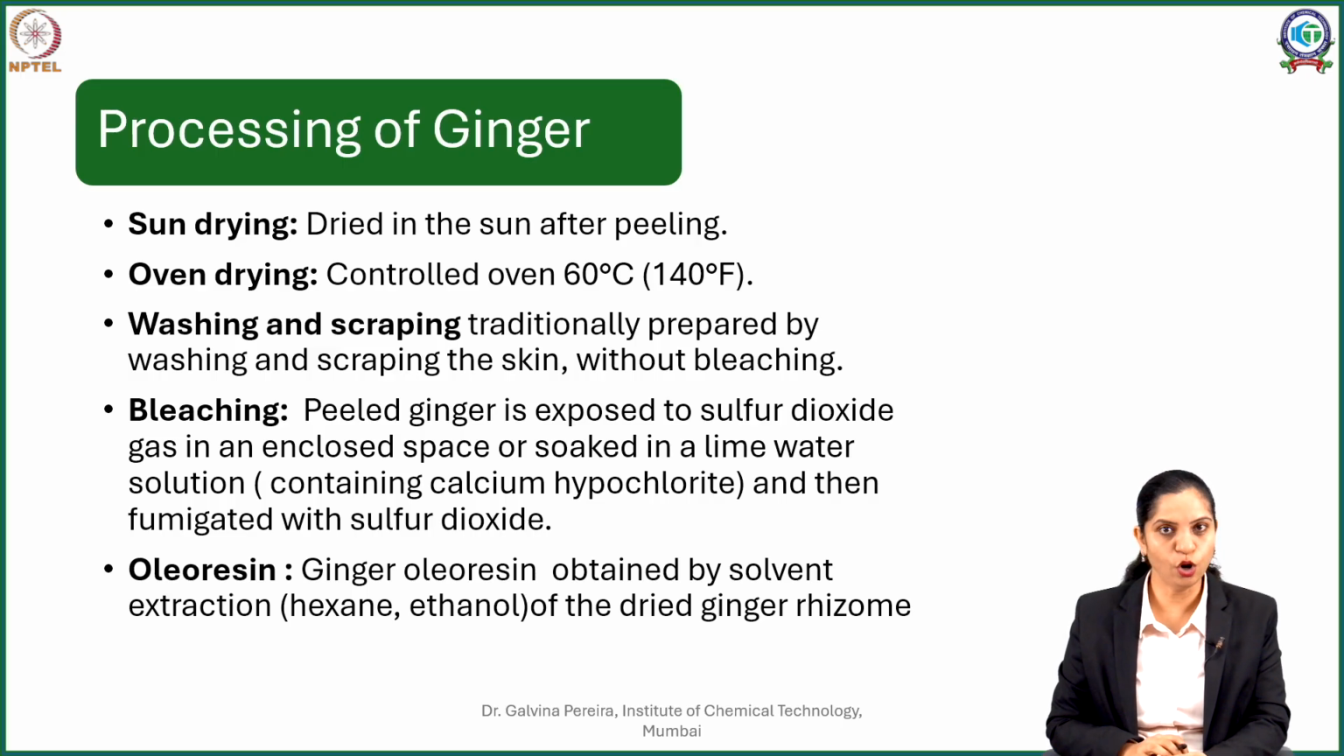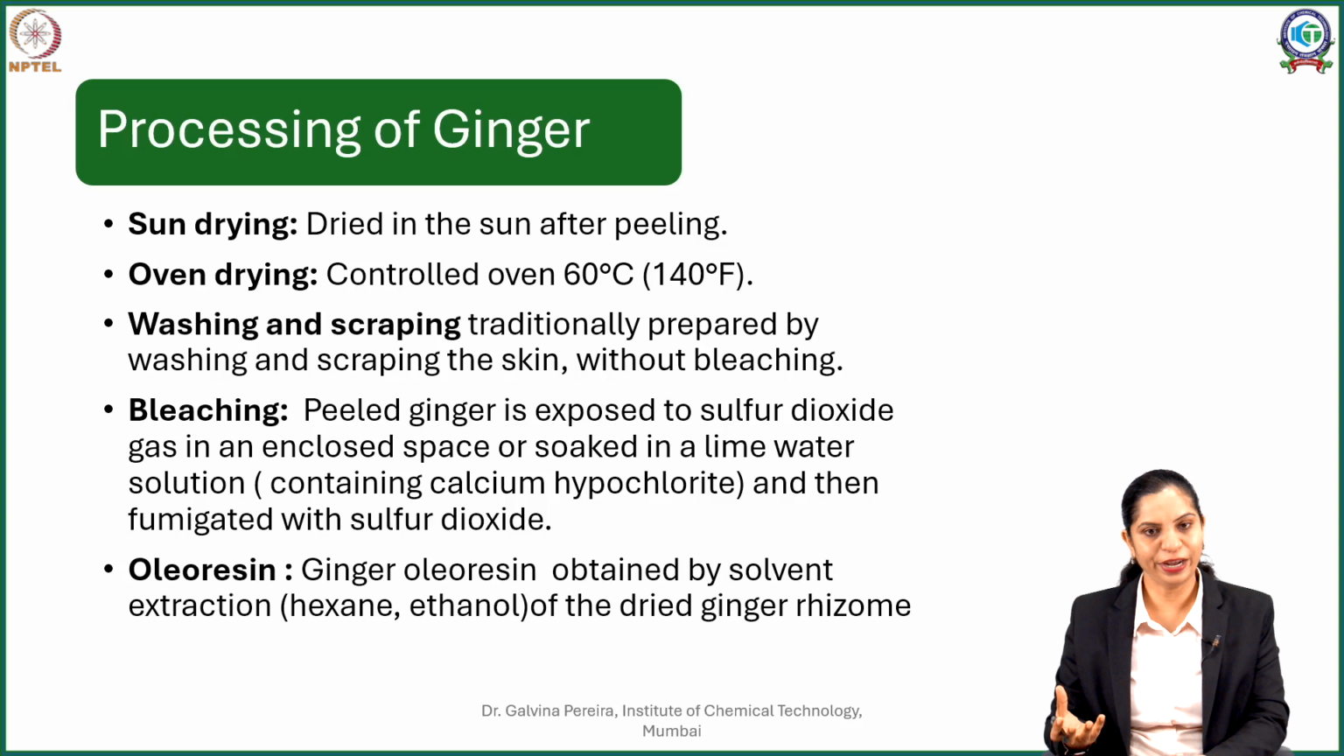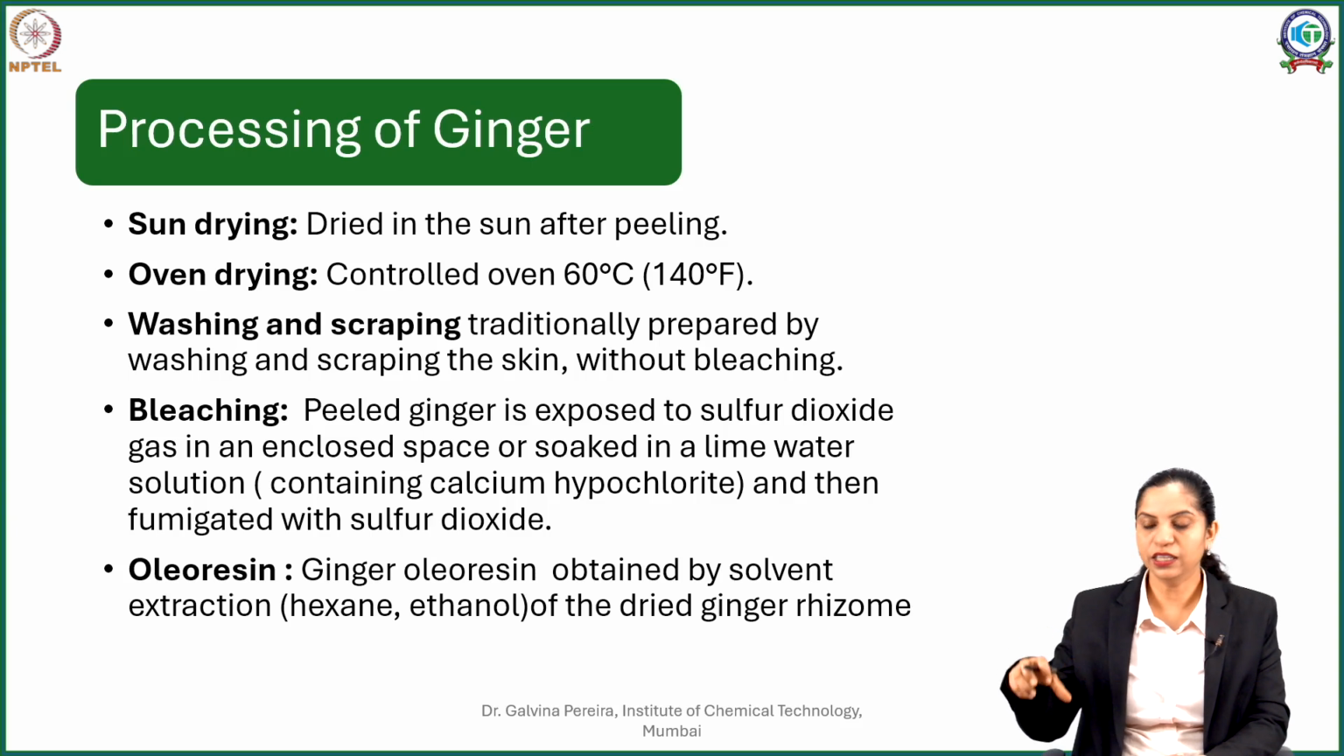Now when it comes to long term storage, few processes like bleaching or liming are done. Now what is the bleaching and liming process? Now after boiling, in some cases the ginger is soaked in lime water. This gives a good appearance to ginger. It appears more white and is often referred to as lime ginger.